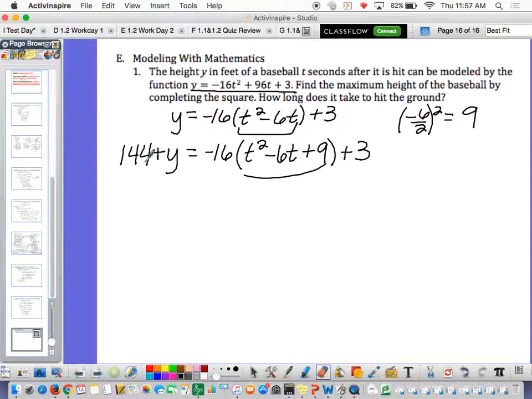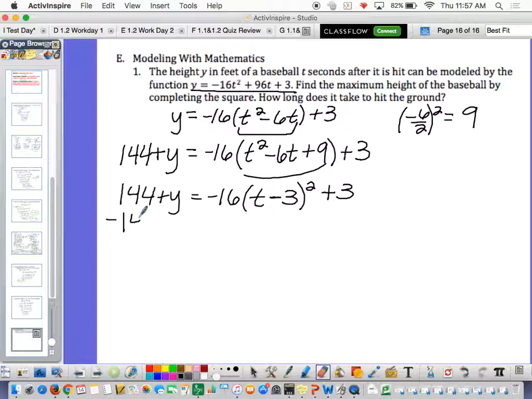Now, you've got 144 plus y equals negative 16. This now factors to t minus 3 squared plus 3. That negative 16 is just the a value. It's a parabola that opens down. That's why there's a negative, which should make sense because when you throw a baseball, even though it's not a perfect parabola, it can be modeled by a parabolic shape, okay? It'll open down. Now we just need to get y by itself.